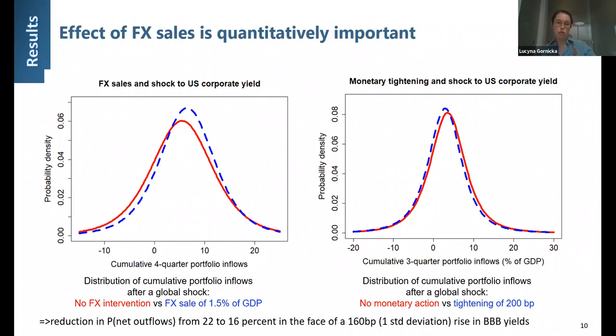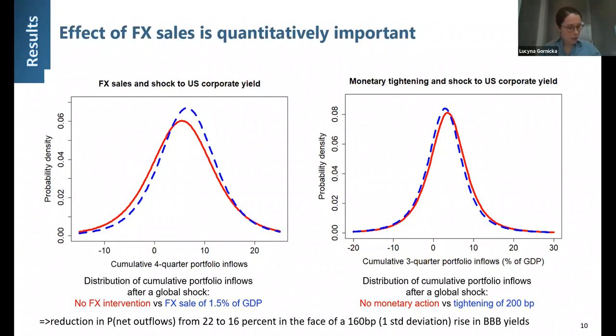The entire distribution shifts to the right following the sales. And we actually compute that the reduction in the probability of net outflows after such intervention is equal to 6%. So the probability of net outflows declines from 22 to 16% following a rise in the BBB yield. For the monetary tightening intervention, however, the quantitative effects are not that large.